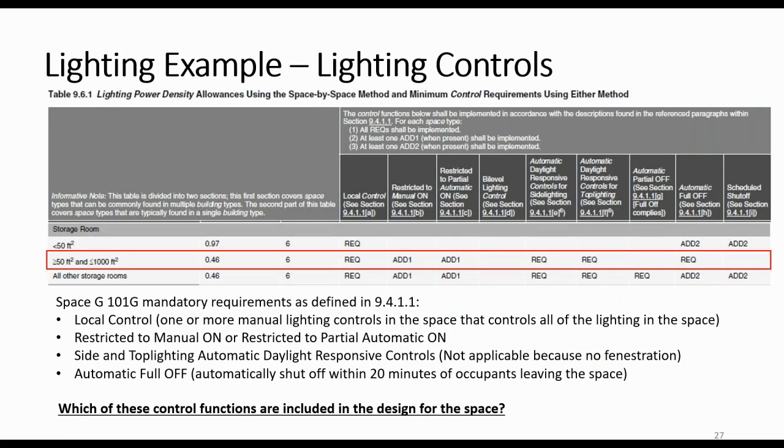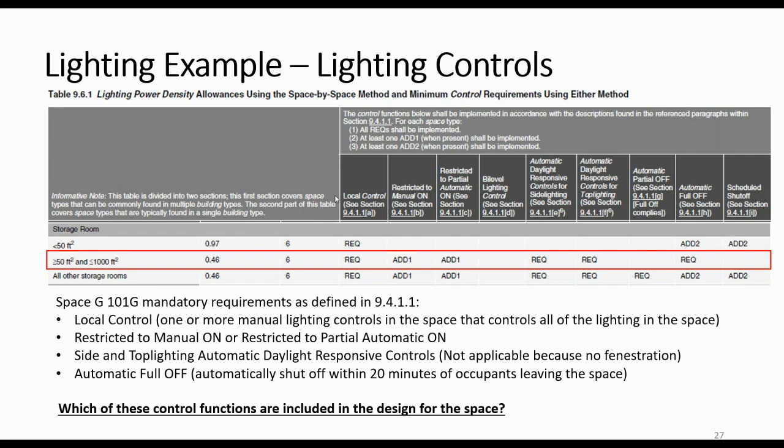Okay, so we know what controls we have in our space, but now we need to define what controls we have based on how controls are captured and defined in 90.1. So in the compliance form, you enter the controls associated with each space based on the way they're classified in 90.1. So what you can see here on the screen are the control requirements for this particular space, which is a storage room between 50 and 1,000 square feet.